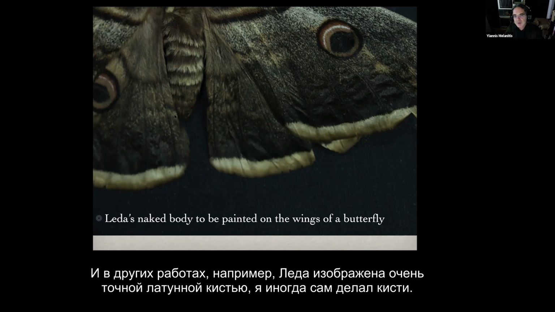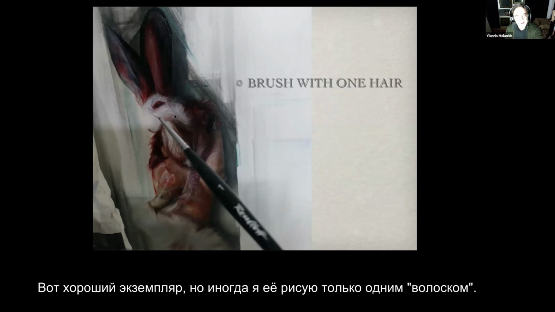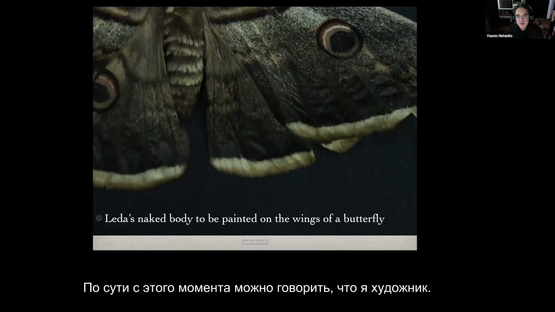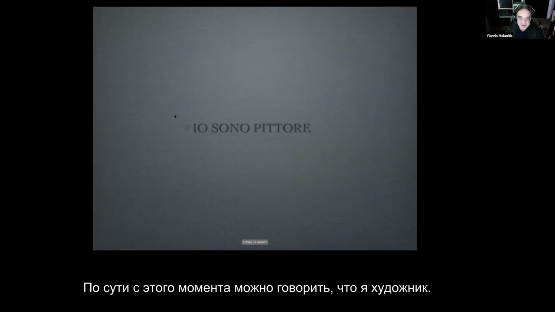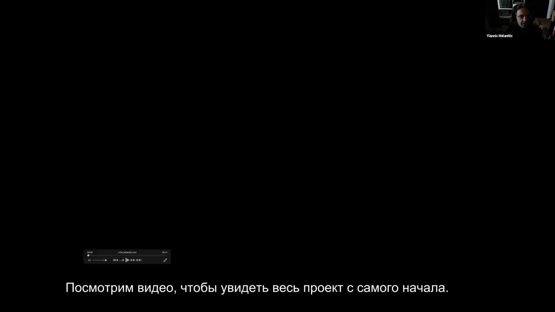And other works, for example, could be to paint Leda on the wing with a very precise brush. I made sometimes these brushes on my own. This is a Rubiev one, a Russian one, very good. But sometimes I produce them myself with only one hair. So basically, you can start declaring again that I'm an artist. I'm a painter, basically. So let me now proceed to the video to see the whole project from the start.